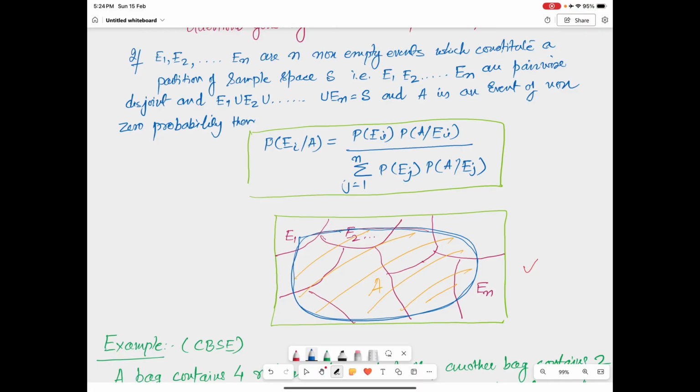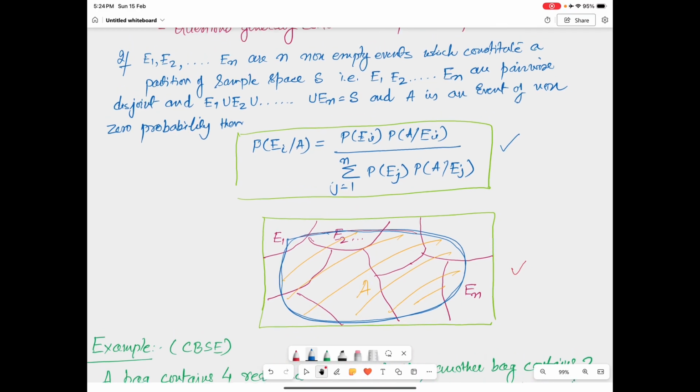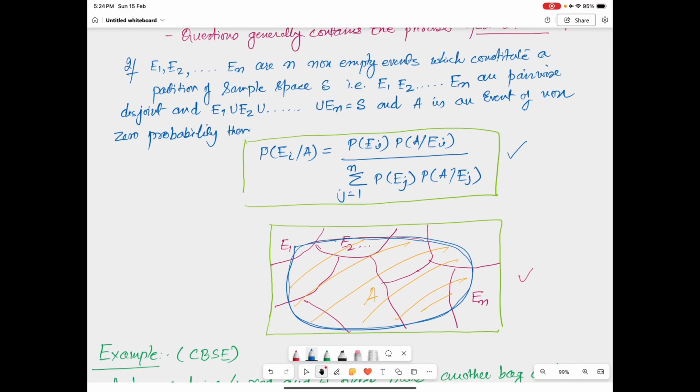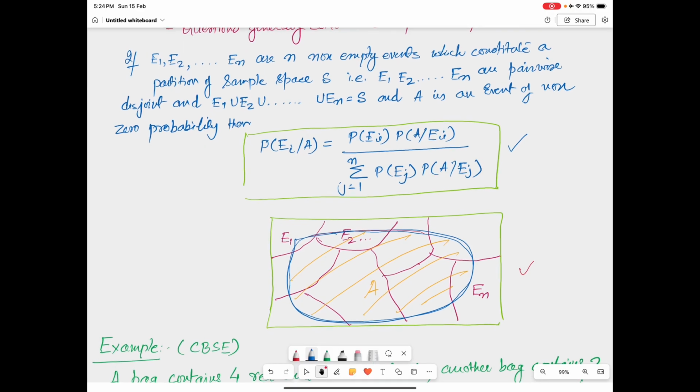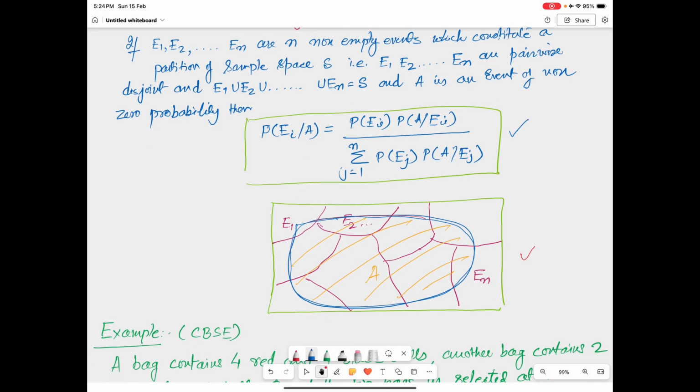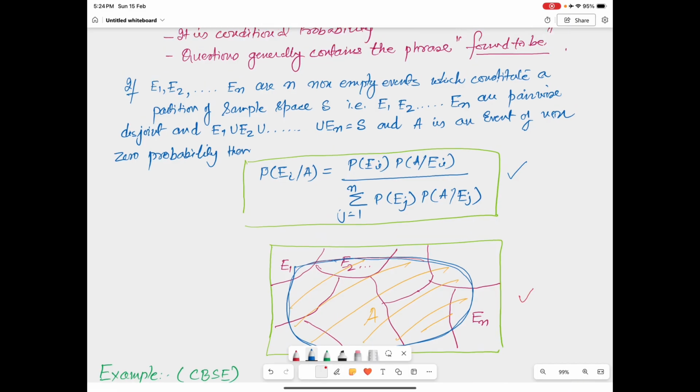Then the probability of occurrence of a particular event, provided that A has occurred, is given by this probability, which is P of Ei multiplied by P of A given Ei, divided by the summation of j from 1 to n of P of Ej into P of A given Ej. So you may find it a little bit difficult, in the sense that you may not understand it directly, but once I explain it through an example, it will become easier for you.